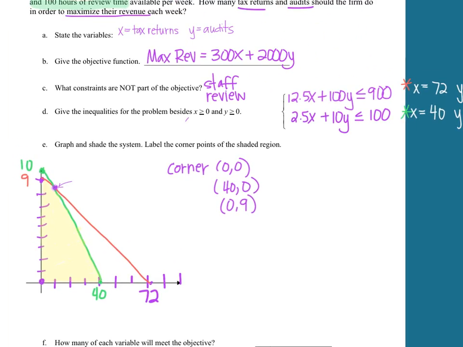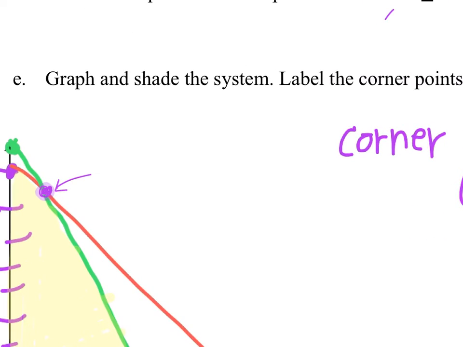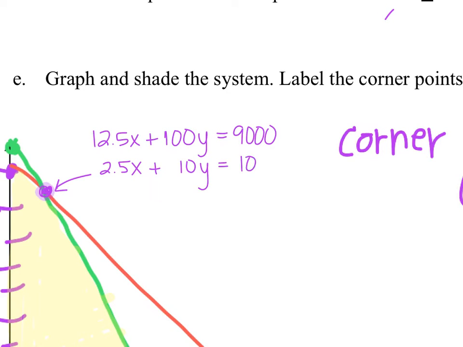So let's take a look at what I want to do. I've got 12.5x plus 100y, and we're going to set that equal to 9,000 when we're finding the intersection. And then I've got 2.5x plus 10y equals 100. So I added an extra 0 there. Okay. So I think I'm going to multiply everything by negative 10.